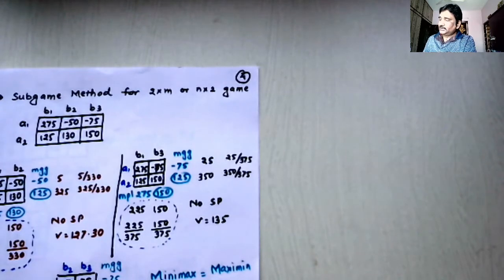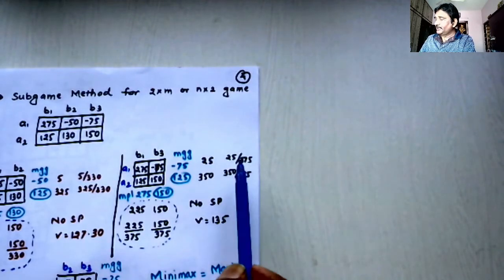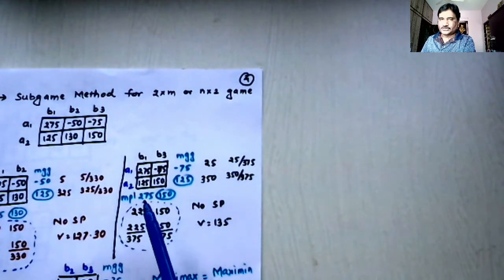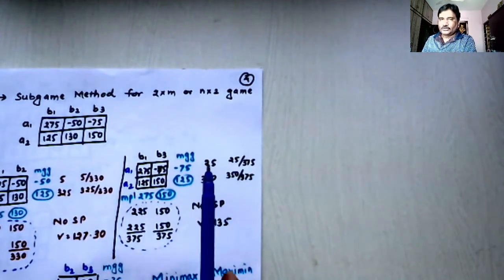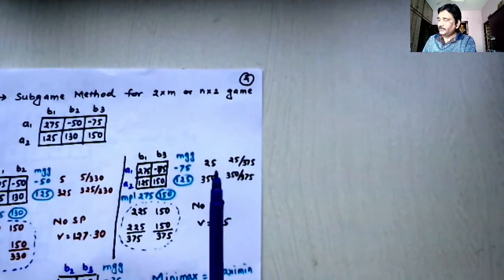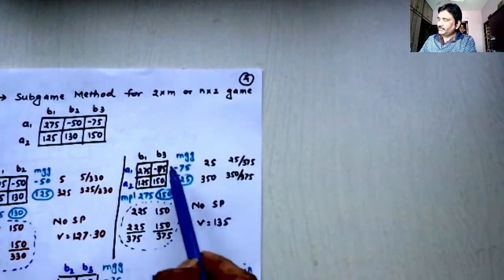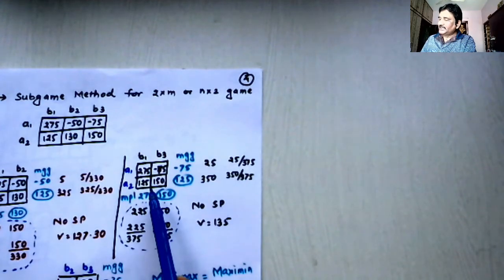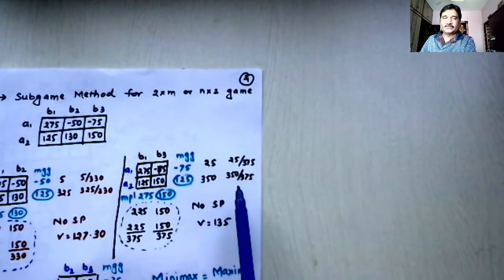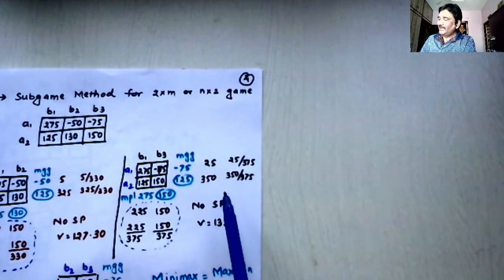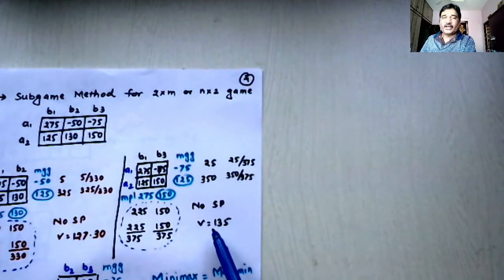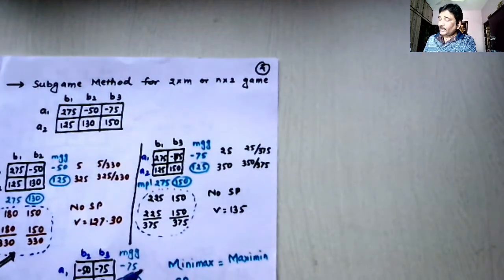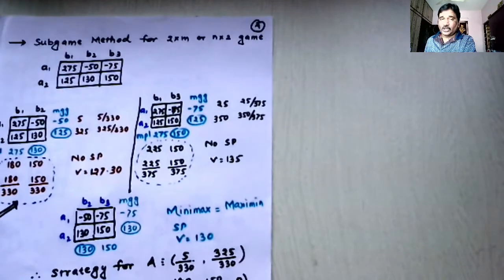so what you will be doing for getting the game value, these proportions are multiplied by any of these two columns, whichever you find comfortable for doing the computations. So minus 75 into 25 divided by 375 plus 150 into 350 divided by 375, the game value comes out to be equal to 135. All right. Now you have the third game to solve.